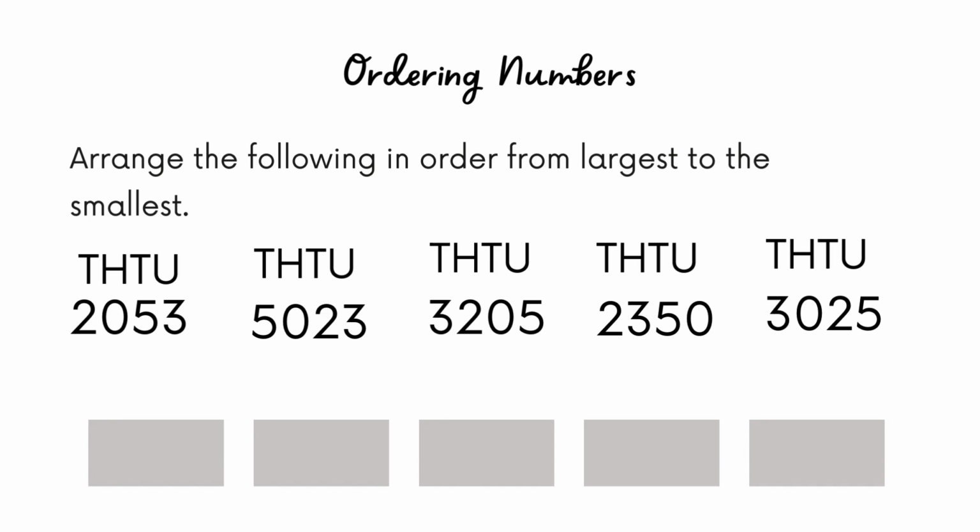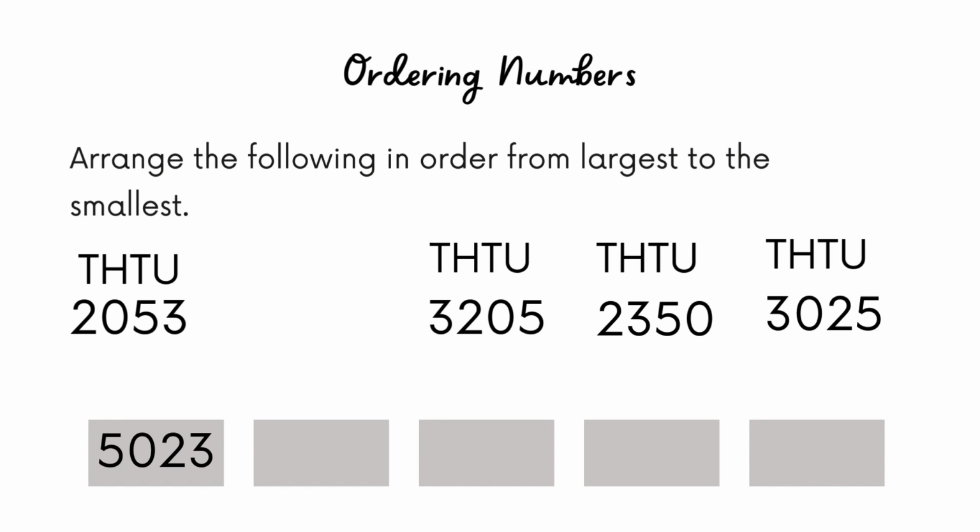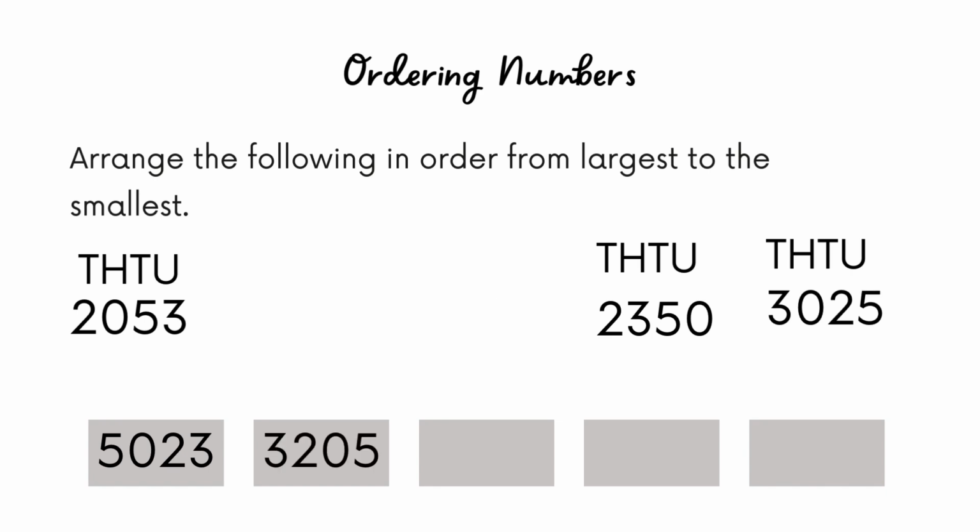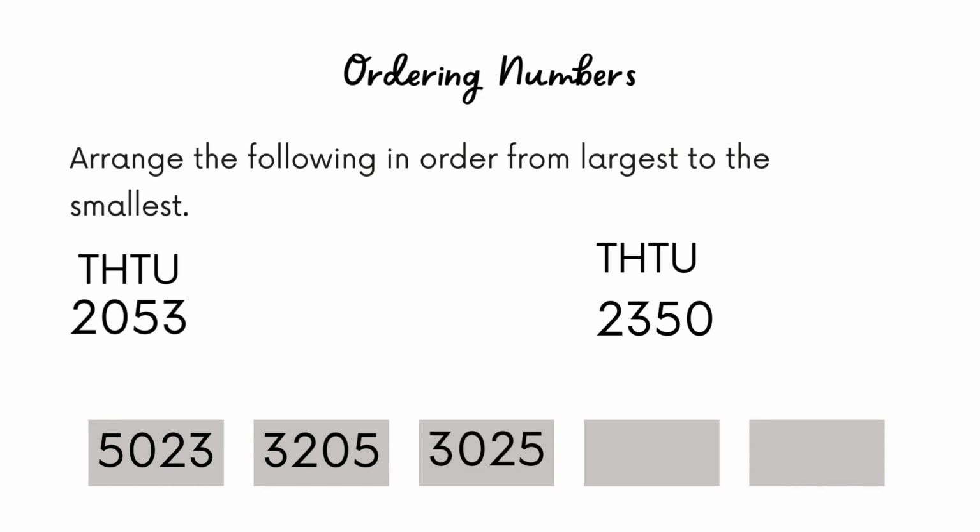Then for the second one, I have 3205 and 3025. I want to see which one is bigger out of the two numbers, so I'll go to the hundreds. The 3205 has two hundreds, while the 3025 has zero hundreds. So my 3205 is bigger than my 3025. I go ahead and put my 3205 in my second box here, while I put my 3025 in the third column. So I'm left with two numbers, 2053 and 2350.